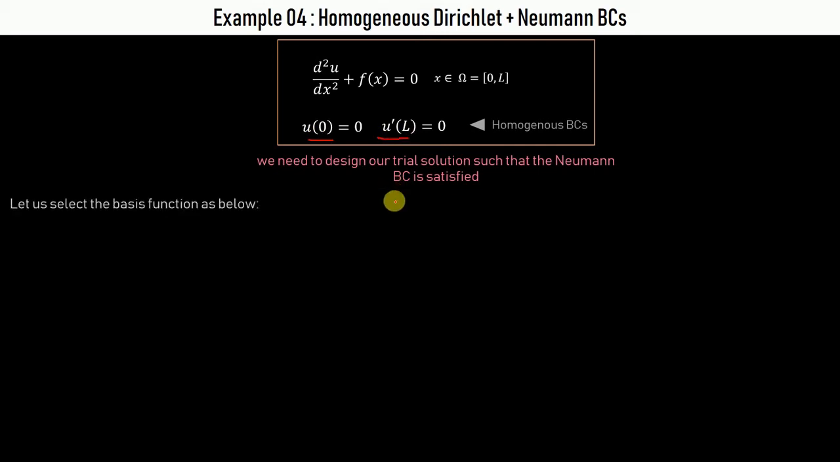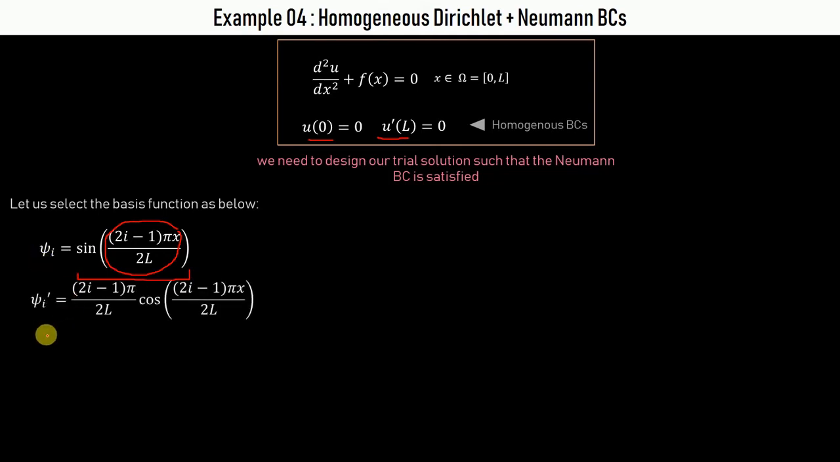Okay, so let us select our basis function something like this. This is sinusoidal, or the Fourier basis, with an argument that looks a bit messy. So I've constructed this keeping something in mind. So let's see what the first derivative looks like. The first derivative looks something like this. So what's special about selecting these as the basis function?